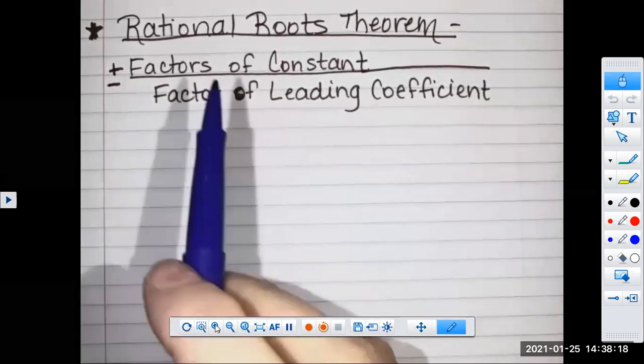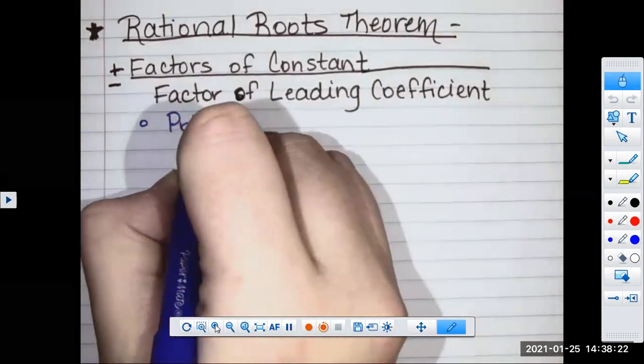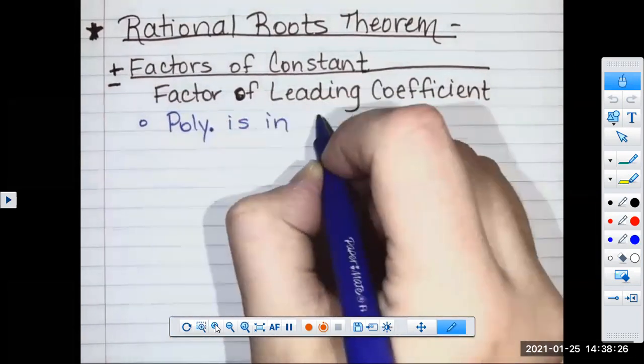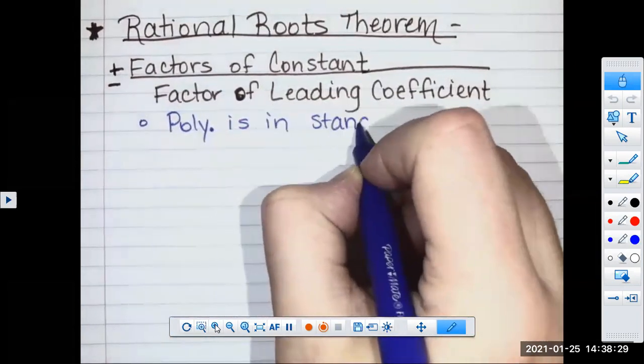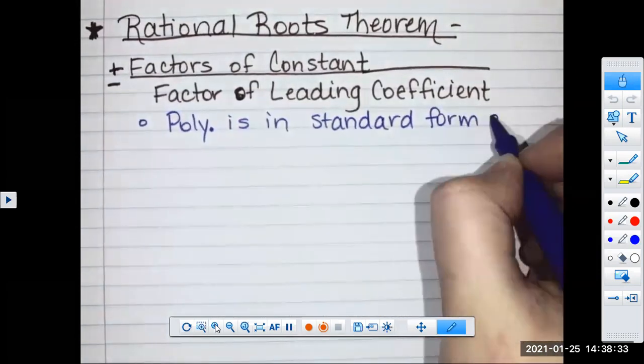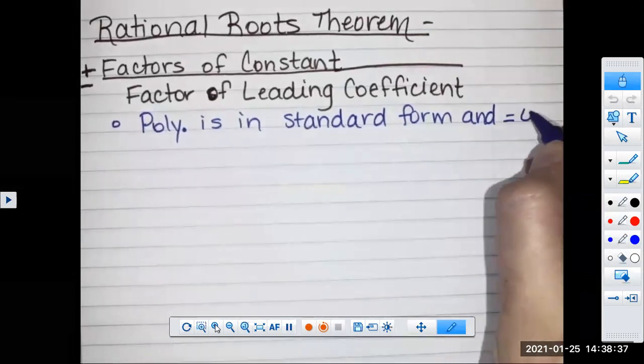So before you actually do this, you always need to make sure that your polynomial is in standard form and set equal to 0. Polynomial is in standard form and equal to 0.